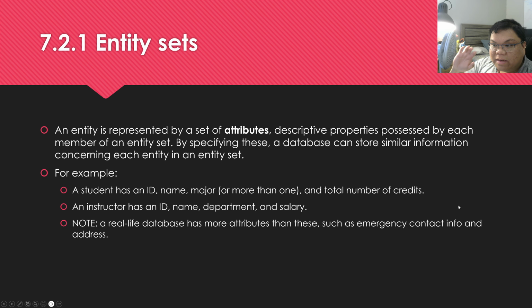An entity is represented by a set of attributes. So every entity, as I said, has a set of attributes. A train has a top speed. A train also has a capacity. A Pokemon has several attributes to it.